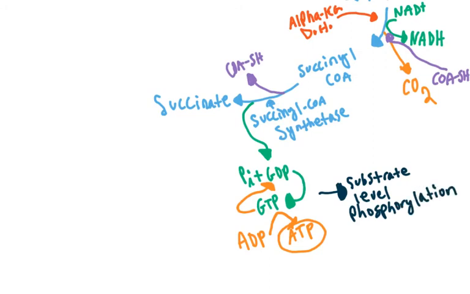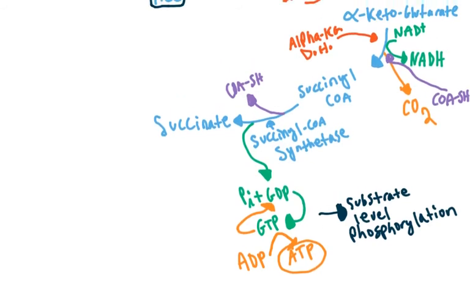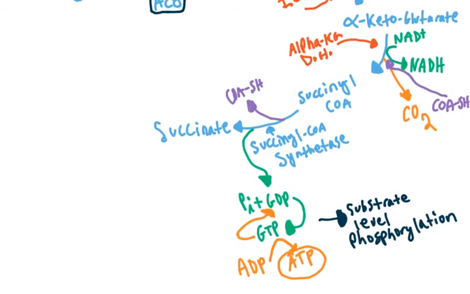Phosphorylation, there you go. So that happens in the step between succinyl coenzyme A to succinate. The second coenzyme A is released, all right? So that's done. Now we go from succinate to fumarate.